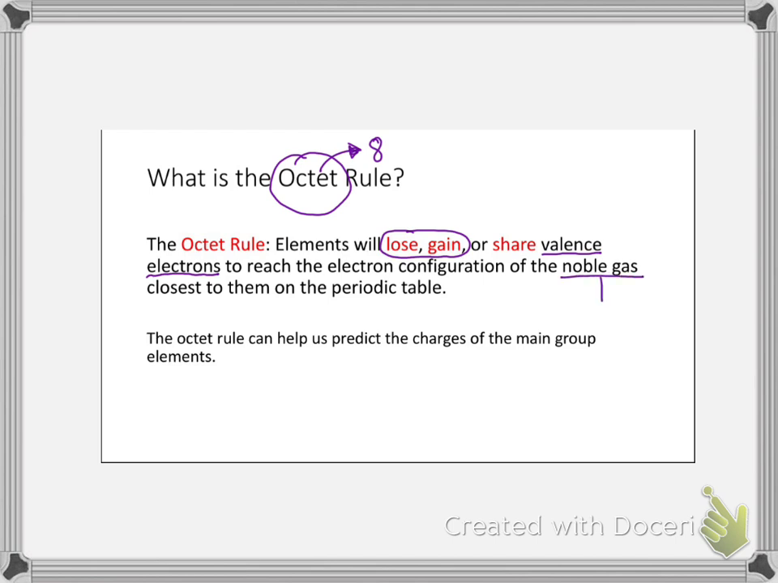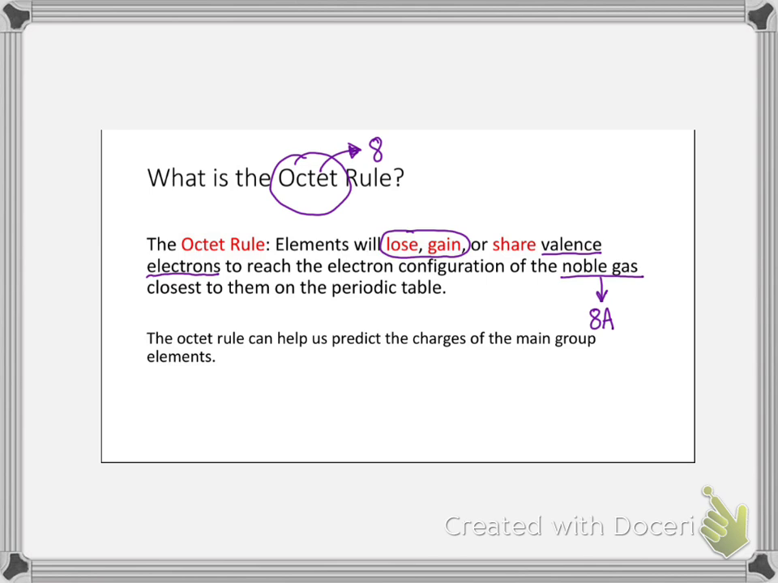On the periodic table, the noble gases are in group 8A. They are the last group on the right on the periodic table. And all of the noble gases, except for helium, have 8 valence electrons. 8 valence electrons is the maximum. It means that both your outer s sublevel and p sublevel are full.